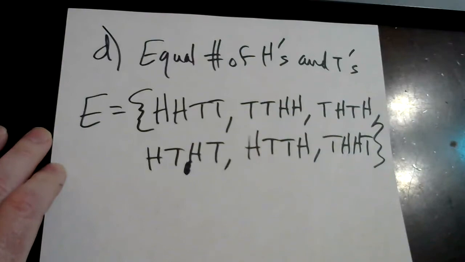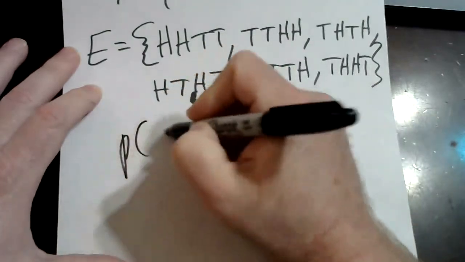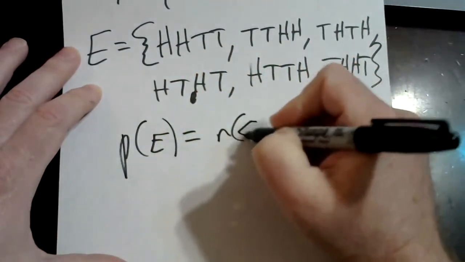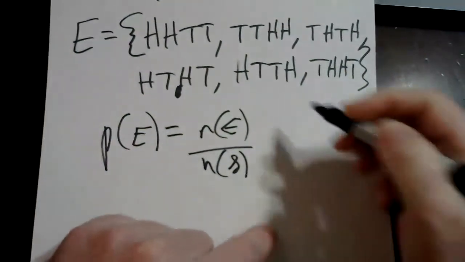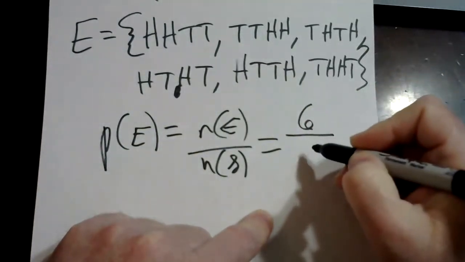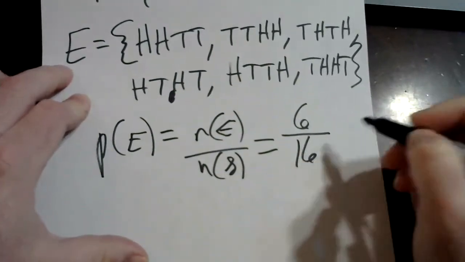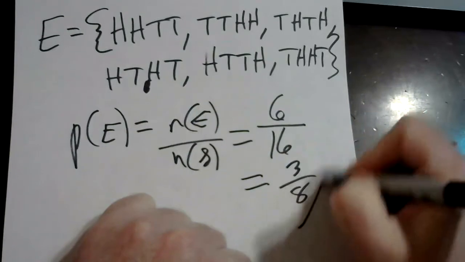But D says, what is the probability that there are an equal number of H's and T's? So you don't want to just list the outcomes in the event. You want to find the probability of that event. All right? But just use the definition. It's the number of things in E divided by the total number of things in the sample space. Well, you can see that there are 6 things in E, and from part A, we know that there were 16 outcomes in the sample space. And make sure that you reduce the fraction. If you divide by 2, that turns into 3/8.